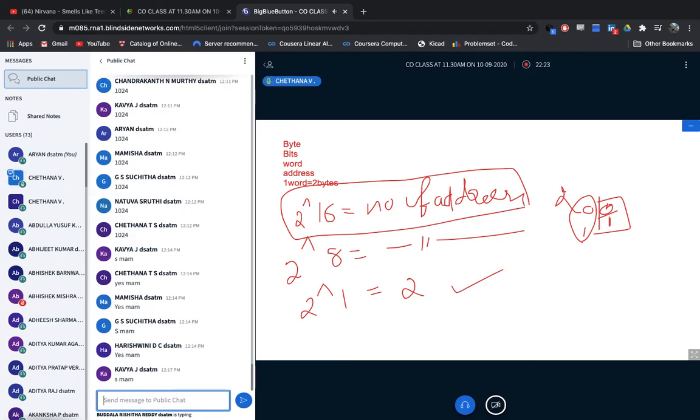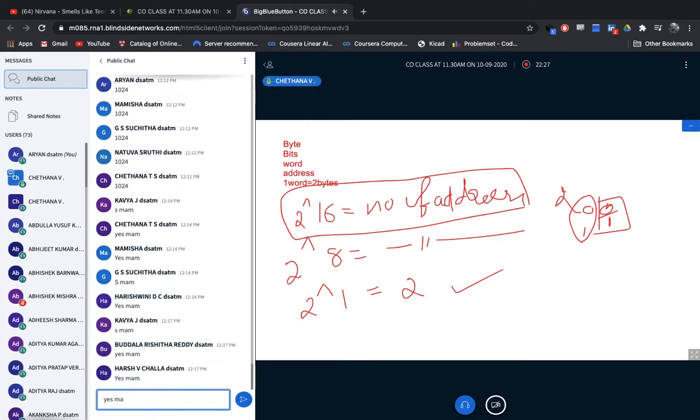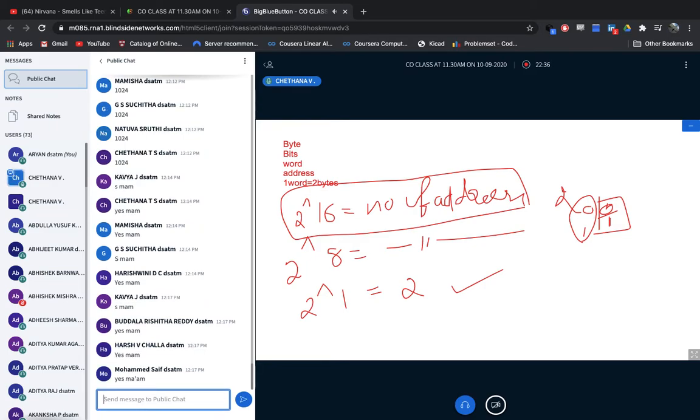Everybody understood? Then come to the very important one: how to keep the data inside the memory locations. That is what's called byte addressability. What is byte addressability? That will be available here. I will share the PPT. Just see here. Byte addressability. I think you are able to see this one.